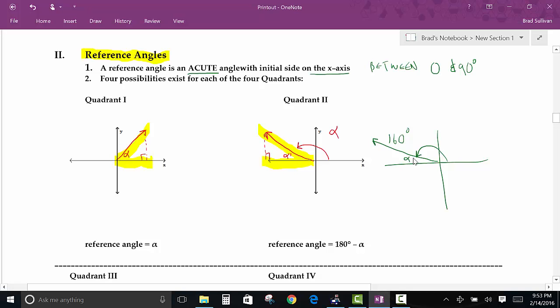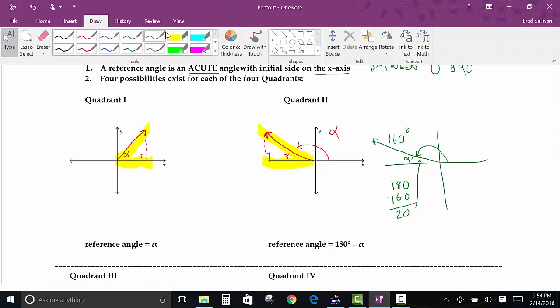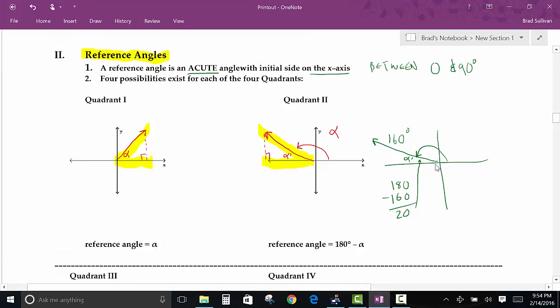So then you're finding that reference angle, alpha prime. It's halfway around the circle minus the 160, so you'd be left with 20 degrees. That would be a 20 degree reference angle right there. Again, on this reference angle, you're measuring between the x-axis and the radius like that. So it's an acute angle when you do that.